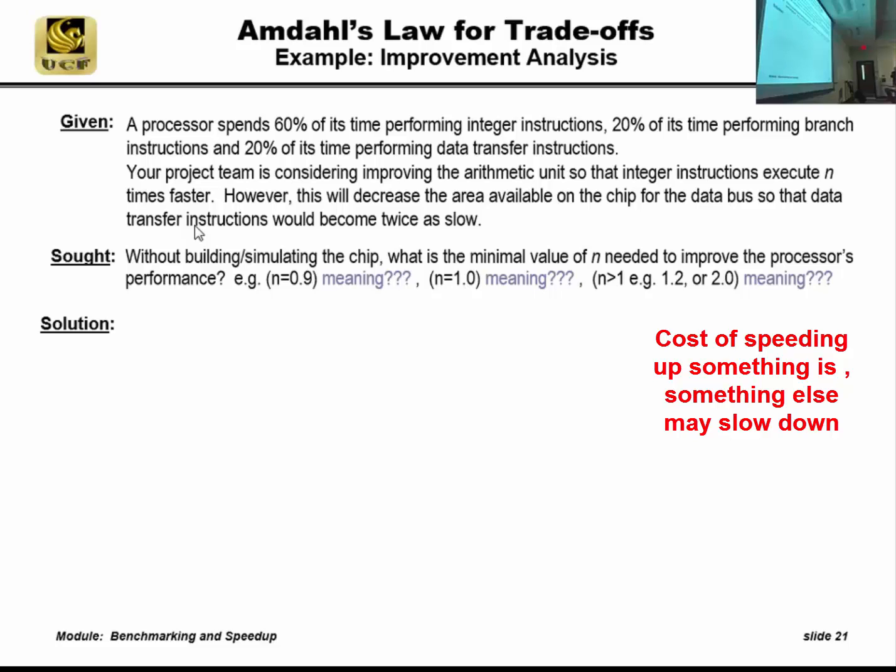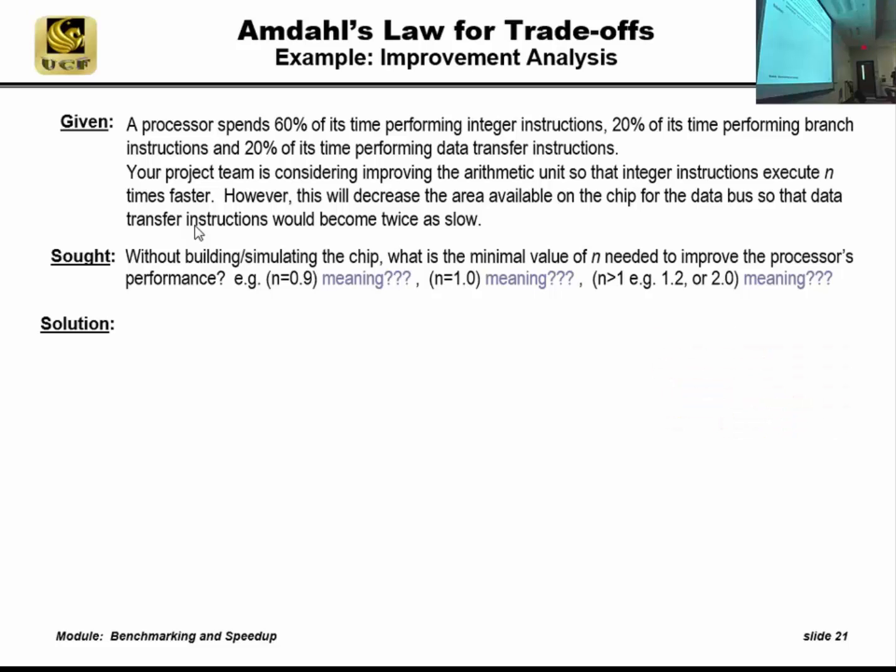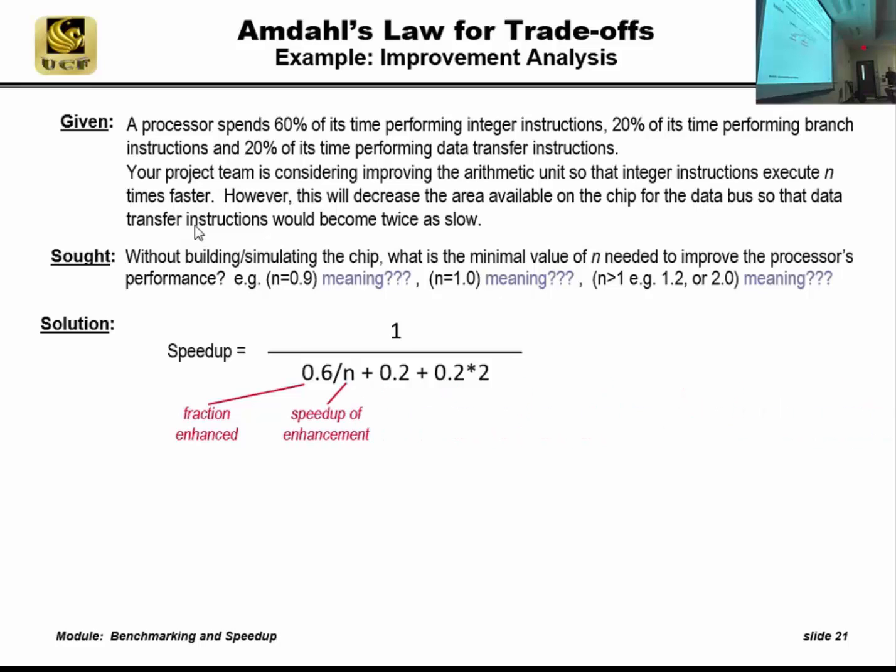It's the real world. So, without building or simulating a chip, what's the minimum value of speedup, a factor of n, in the processor's performance to make this worth it? So we're going to solve for speedup. We're going to substitute in. Where do we get this 0.6? This was the arithmetic, right? It's sped up by a factor of n. What's n? It's the unknown. I have one equation and one unknown, and is the speedup known or not known? We don't know. So how do we solve this?